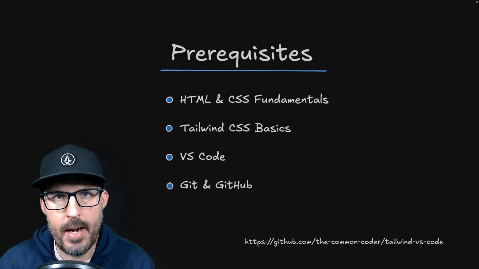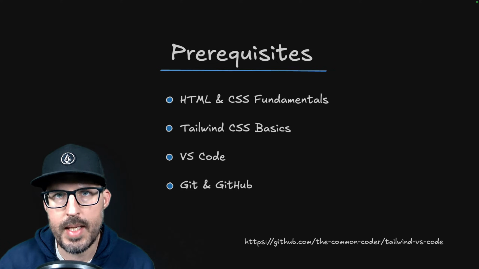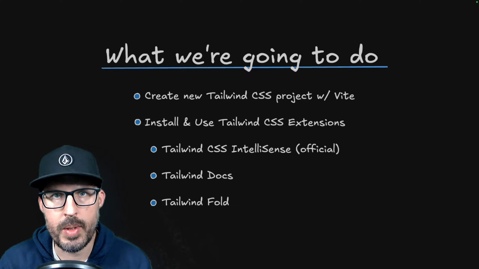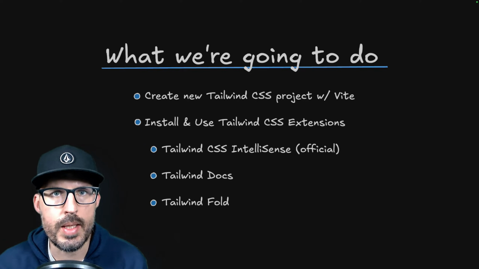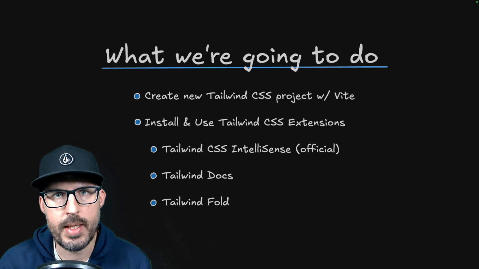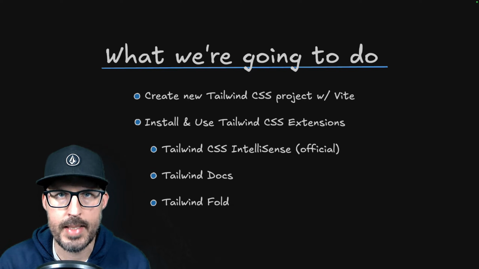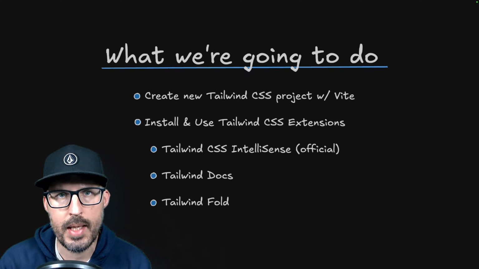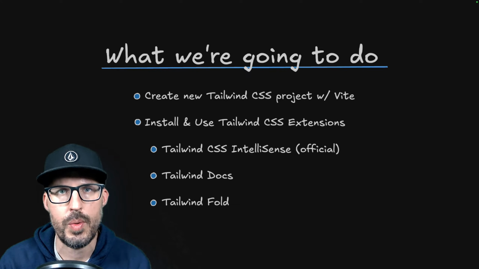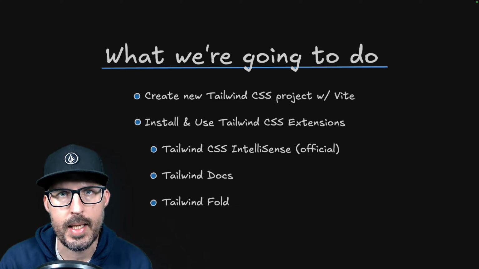All right, so with all that out of the way, let's go ahead and see how we can use Tailwind CSS inside of VS Code. So like I mentioned earlier, we are going to be building this project from scratch. So what we're going to do is go ahead and create a new Tailwind project using Vite, and then we're going to install and use a few of the various Tailwind CSS extensions that are available in VS Code. And specifically, we're going to use the Tailwind CSS IntelliSense extension, which is the official extension from Tailwind. We're also going to use another extension called Tailwind CSS Docs, which is going to give us quick access to the Tailwind documentation from directly inside of VS Code.